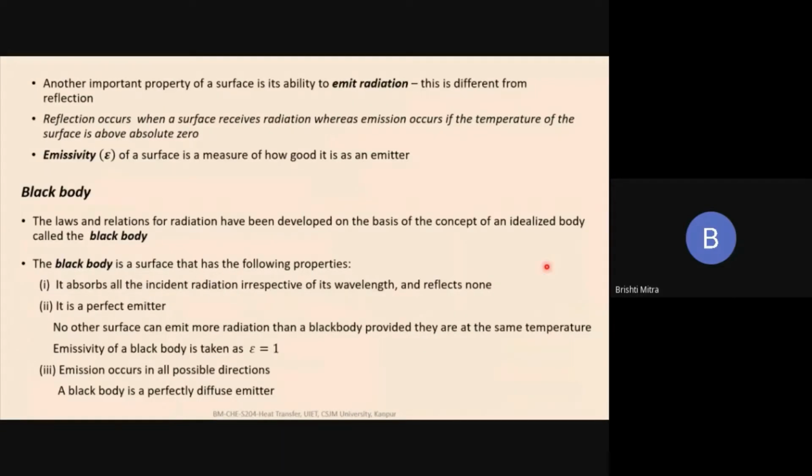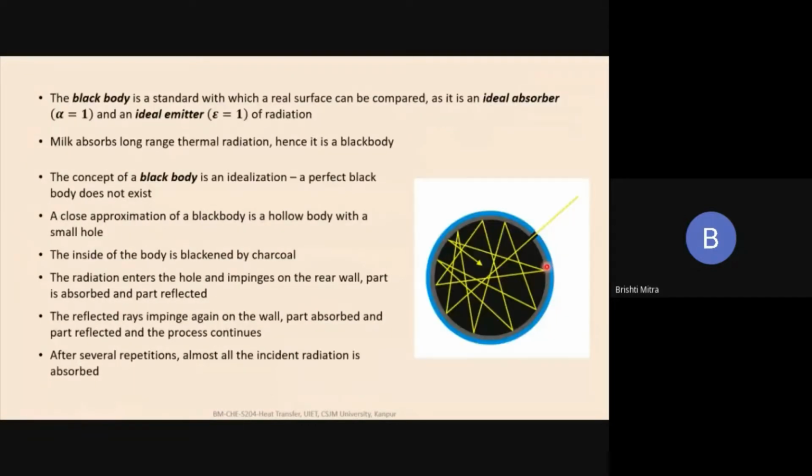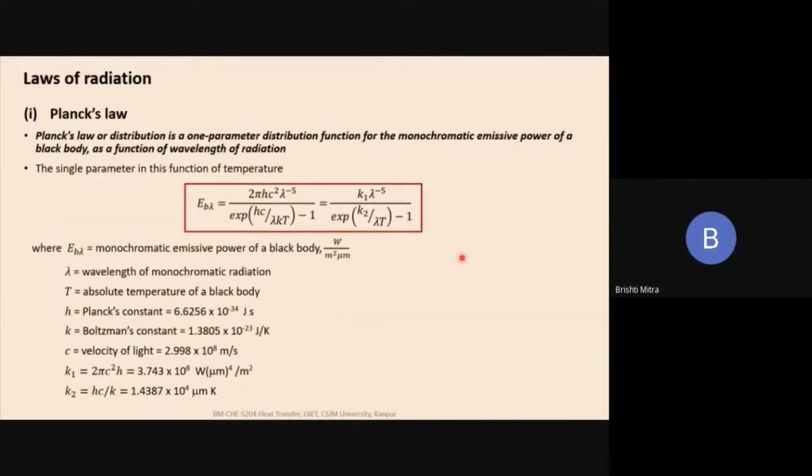Then we defined what a black body is, and later on we will also define what a gray body is. Both of these are concepts. There are no real black bodies, but we can talk about a system where we have a blackened wall, and whatever radiation comes inside keeps getting absorbed and reflected until almost everything is absorbed. That is the closest to a black body that we can think about in reality. Then we described the laws of radiation, that is Planck's law.